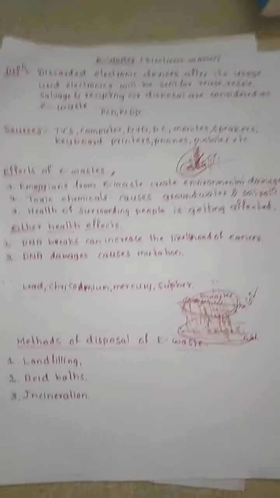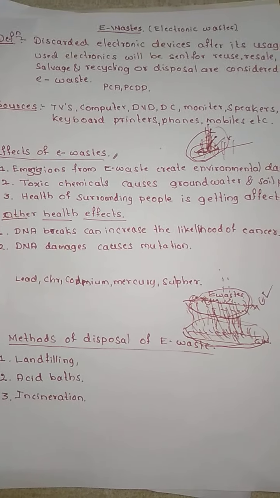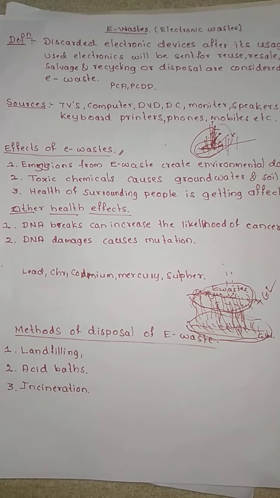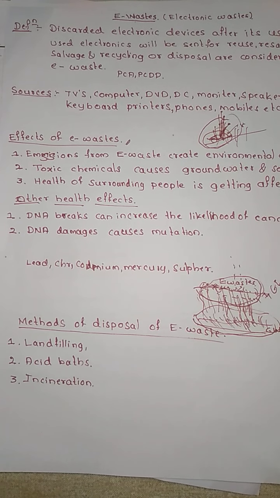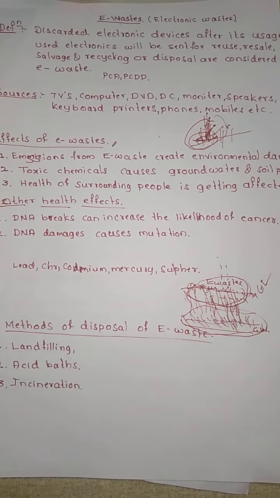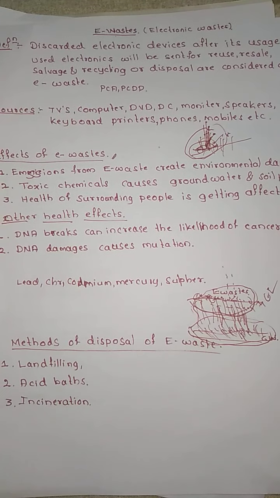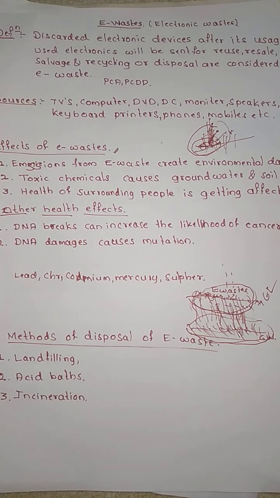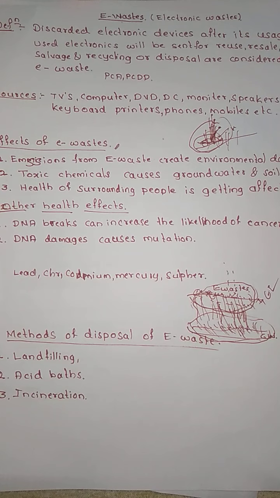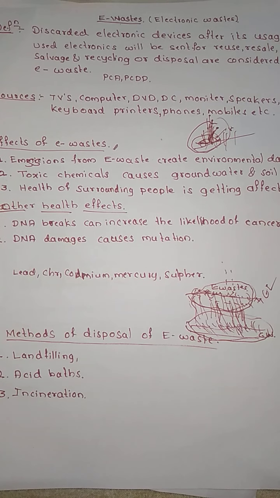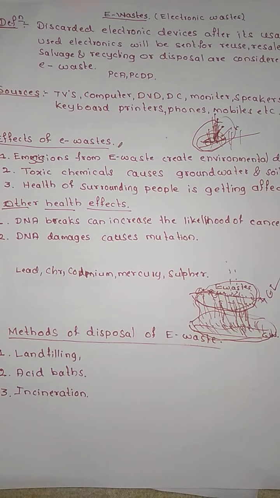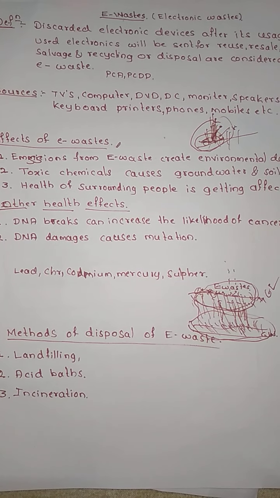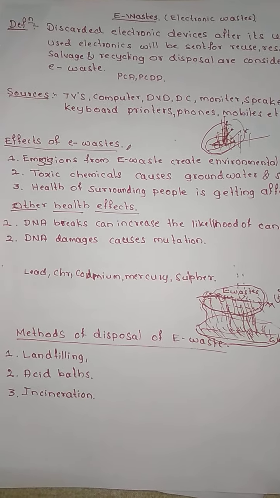We have covered what e-waste is, its definition, its sources, then the effects of e-waste, then its effects on health, then what kind of problems it is going to create, that is, what kind of heavy metals it can liberate, we have seen. Then methods of disposal of e-waste, that is landfilling, acid bath and incineration. In the next class we are going to see regarding hazardous waste or construction waste. So we are going to cover this in the next class.